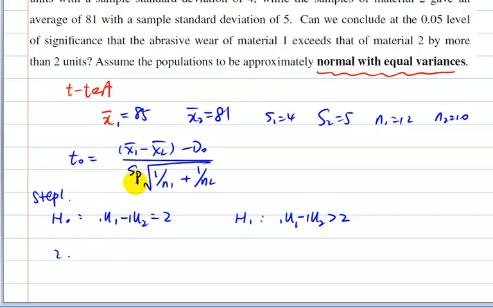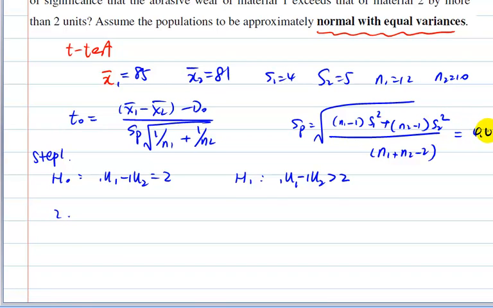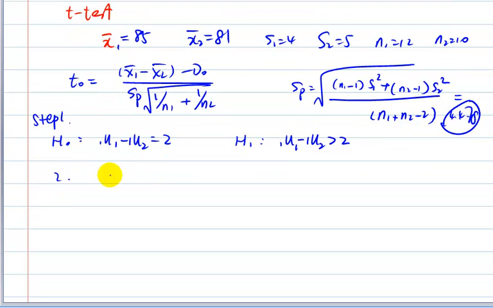Then step number 2, calculate the test value. So you need to calculate Sp here. Sp equals the square root of (n1 minus 1) s1 squared plus (n2 minus 1) s2 squared, over n1 plus n2 minus 2. So you calculate this, and it should be 4.478. Then calculate the test value. T naught should be about 1.04.